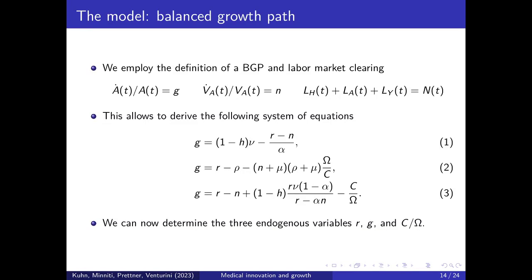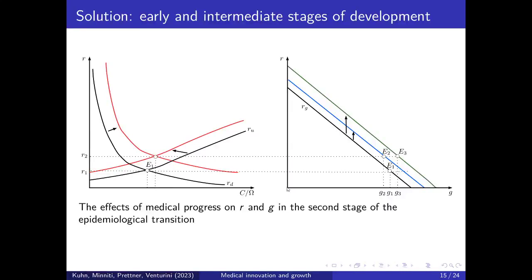Now, in principle, we could solve the three-dimensional system here for the endogenous variables, the interest rate, the growth rate, and the consumption to asset ratio. But we are more interested in a comparative statics exercise where we change medical progress exogenously, analyze how this influences healthcare utilization, population growth, and mortality, and thereby then the growth rate of the economy. And we analyze how this differs in the different stages of the economy. To do this, we draw two graphs.